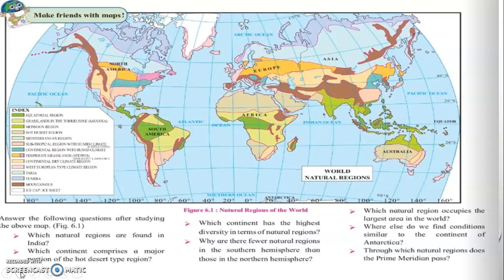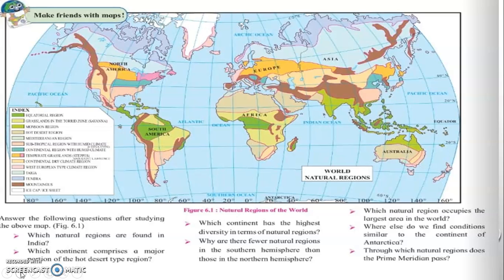Next question which we have, which natural region occupies the largest area in the world? The largest area in the world is occupied by which natural region? According to the index, as you go on seeing, it is the Taiga region which has covered the largest area in the world. The Taiga region is light blue, where you can see it everywhere.